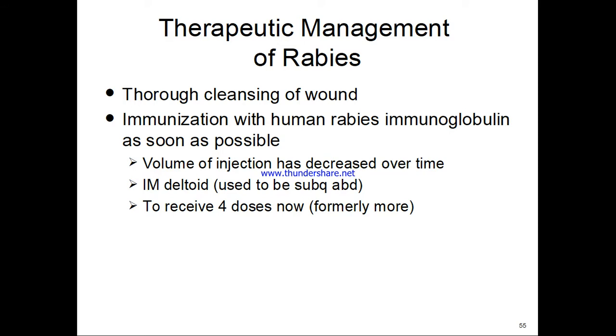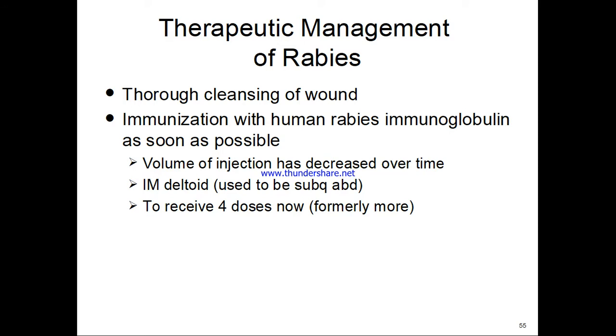So if there is a bite, we want to do thorough cleansing of the wound. And then if we know that the animal was rabid, or we suspect that the animal was rabid, we want to immunize our patient with the human rabies immune globulin as soon as possible. So back in the day, this used to be a large volume, many cc's, that divided up in many syringes.